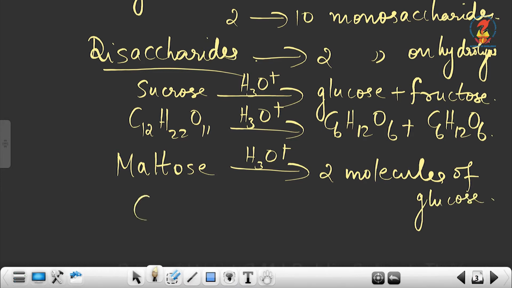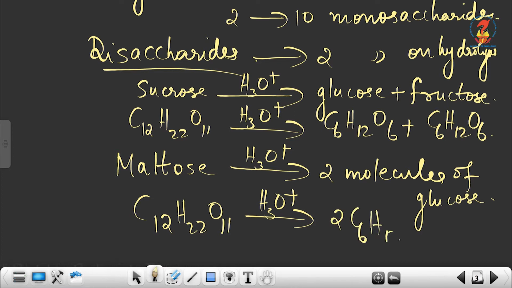So, maltose, the formula is C12H22O11, same formula but different structures. On hydrolysis with H3O+ we get 2 molecules of glucose, C6H12O6.